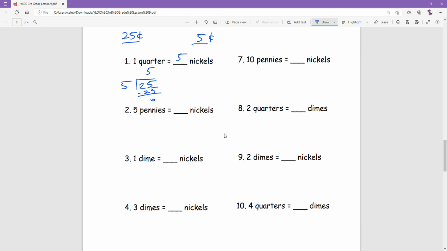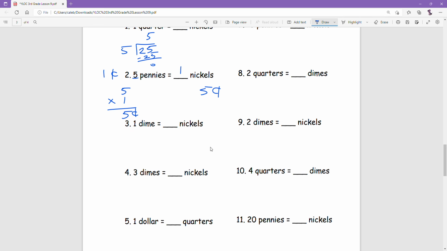So 1 penny is 1 cent, and 1 nickel we know is 5 cents. So we have to see 5 pennies equals how many nickels. So what it basically is just 5 times 1, since we have 5 pennies, which is 5 cents, and 1 nickel already equals 5 cents. So it's just 1 nickel.